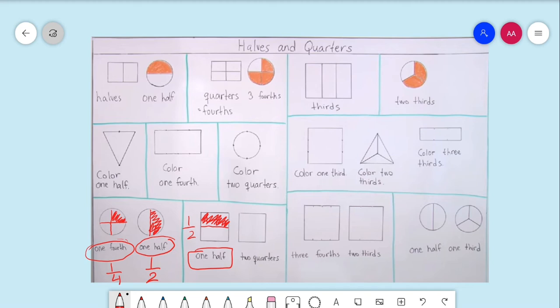And in this square you've been asked to color 2 quarters. So you need to divide this into 4 quarters. This is 1 quarter, 2 quarters, 3 quarters, 4 quarters, and you've been asked to color 2 quarters. So let's color this quarter and this quarter. What you are actually doing is coloring a half, right? So 2 quarters is 2/4, which is actually 1/2, meaning the half.